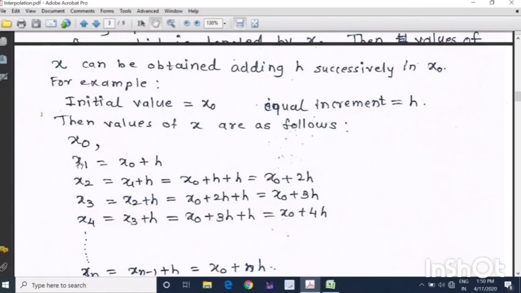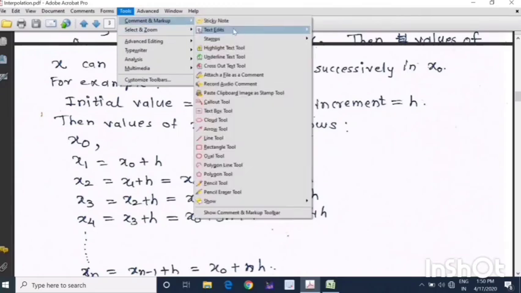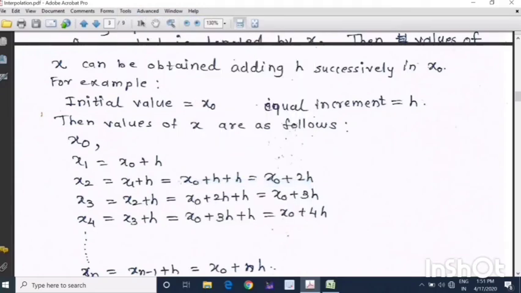What is the previous value of x2? x1. So we will add h to x1. So x1 plus h. But what is x1? x1 is x0 plus h. So x0 plus h, which is the value of x1, plus this h. And the answer is x0 plus 2h.